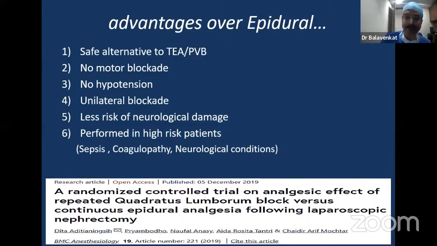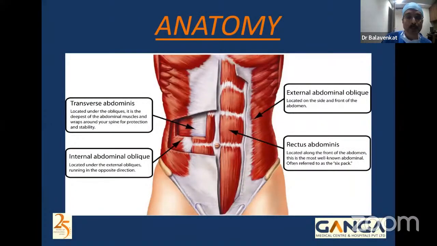You can decide to go for a unilateral block. For example, if it's cholecystectomy, you can just go for a subcostal TAP. And also liver resection, you can go for a subcostal TAP. So less risk of neurological damage, and it can be done in high-risk patients, especially when they have sepsis or coagulopathy.